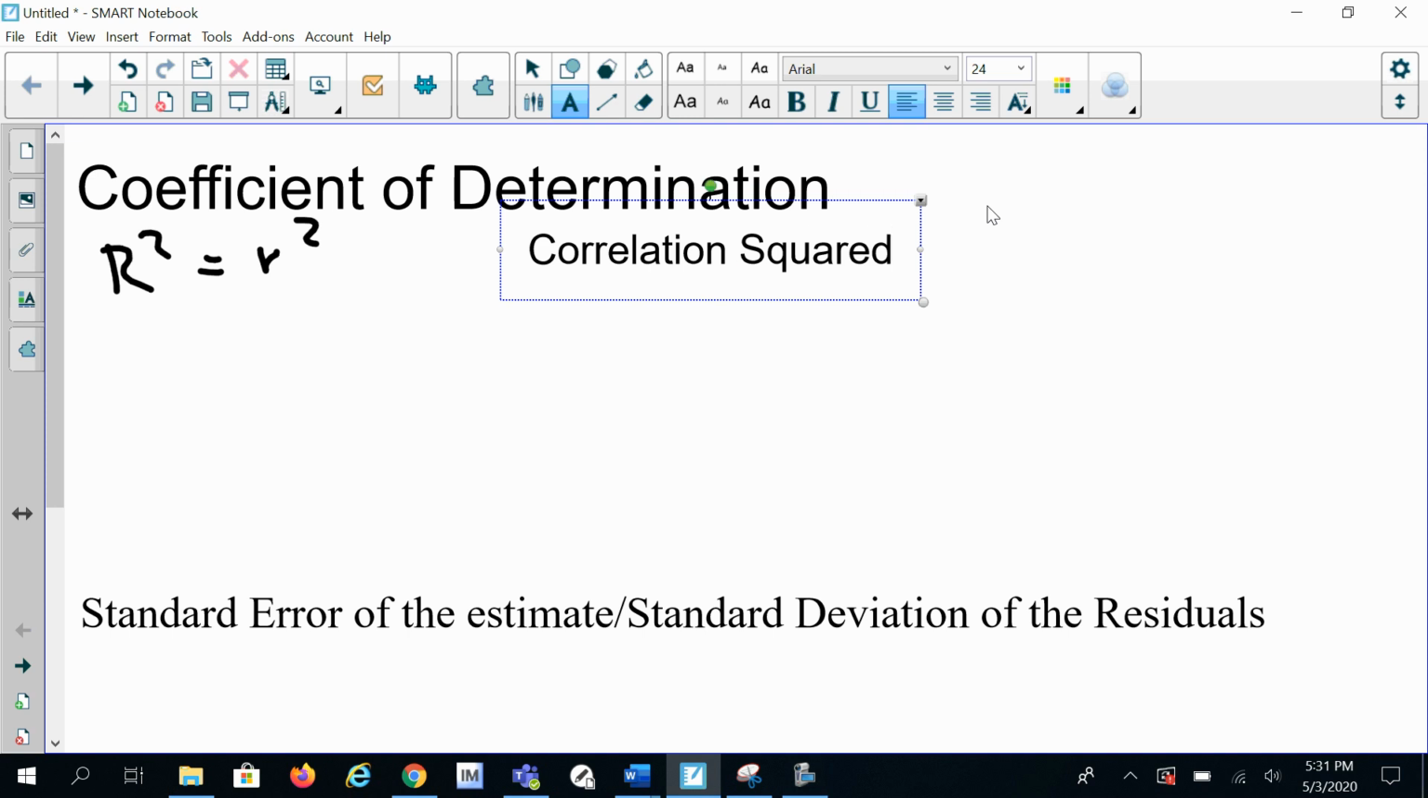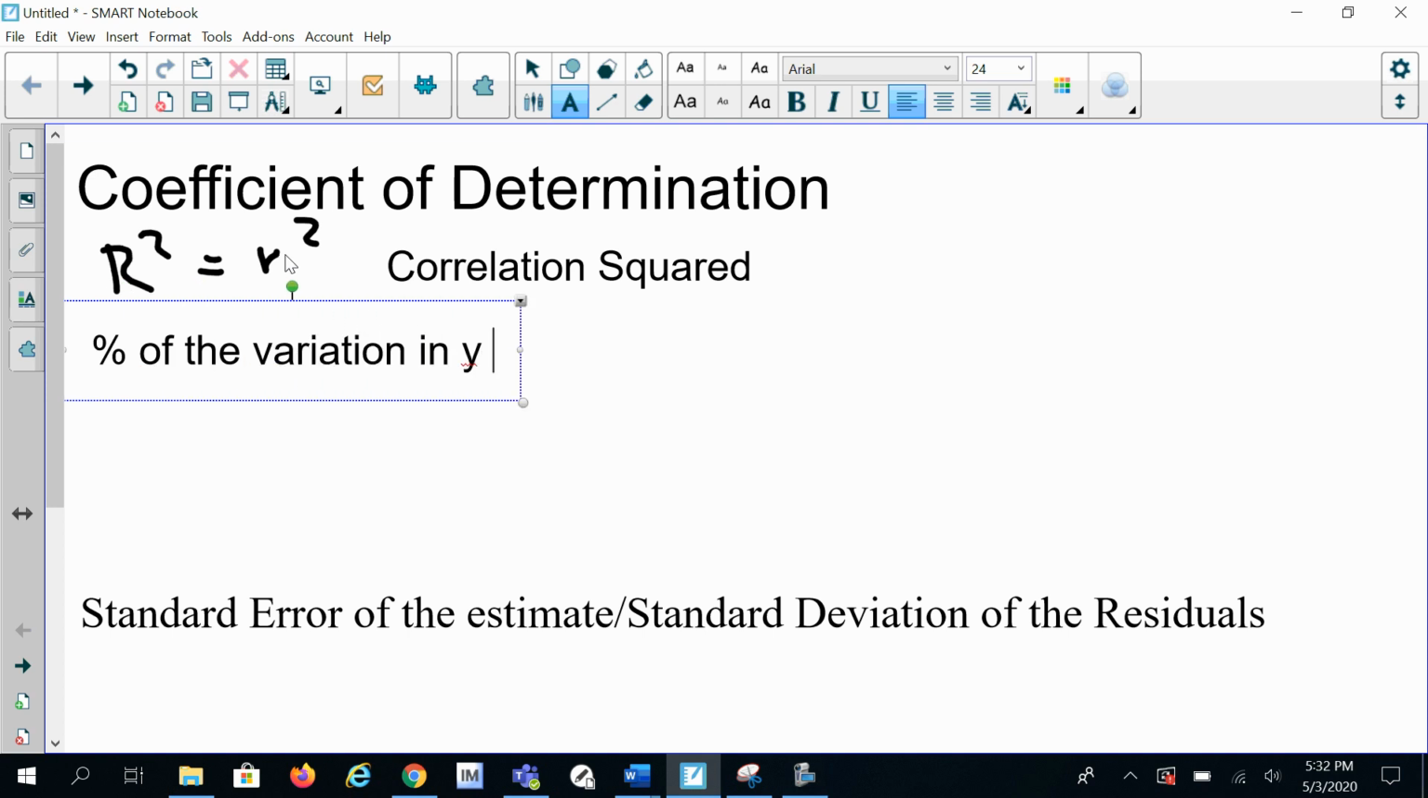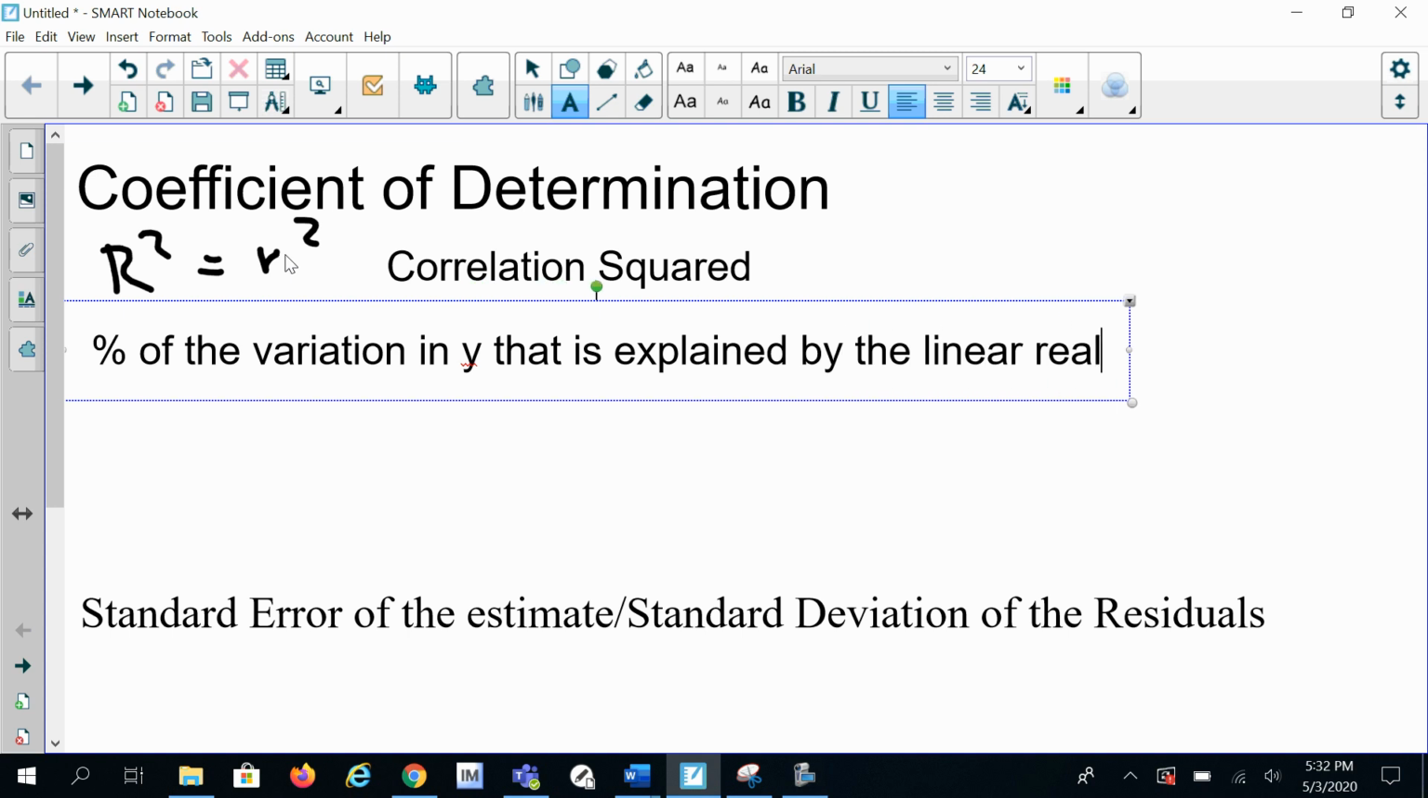So if you don't have R squared already given to you, if you have a correlation, you can square that. Also, we have a correlation calculator. If we need to find R squared, we can use that calculator and then just square our answer, and you have R squared. The more important thing is, what does R squared mean? Let me give you the definition of that. R squared is the percent of the variation in y that is explained by the linear relationship with x.